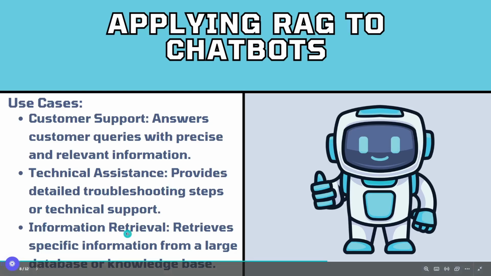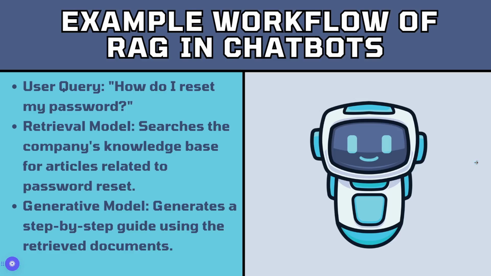Then information retrieval, so it retrieves specific information from a large database or knowledge base. So our knowledge base is going to be the JSON file in this case, but we could have connected a database as well. So here's a quick example of a chatbot.